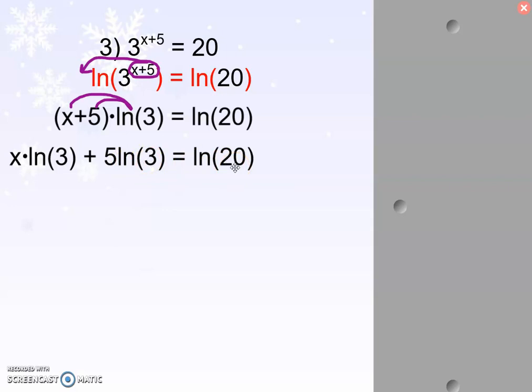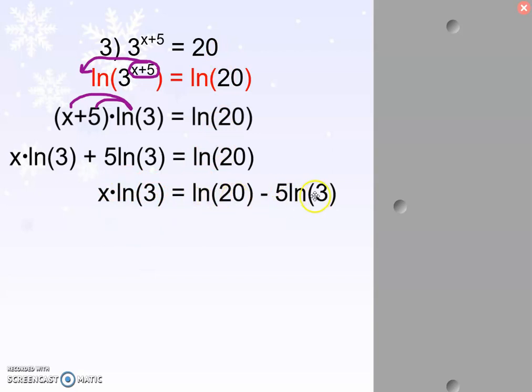Now remember our goal. Our goal is to get x by itself. So I subtracted 5 times the natural log of 3 from both sides. And our goal is to get the x by itself.